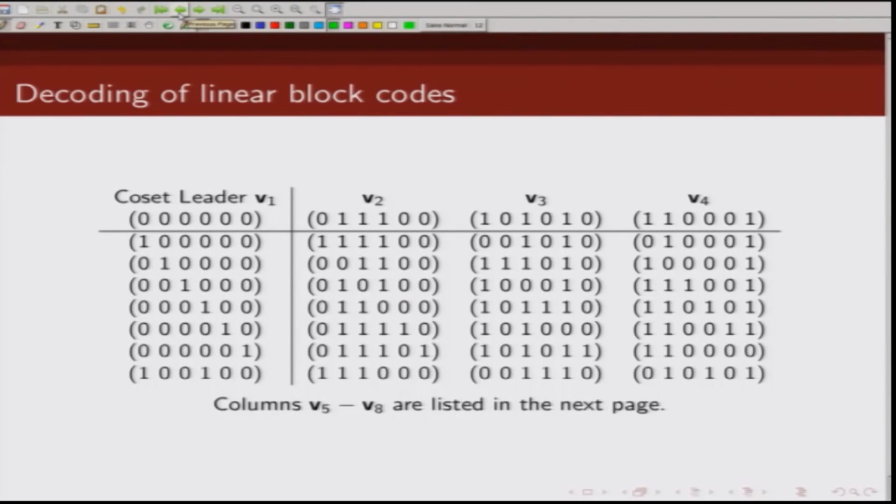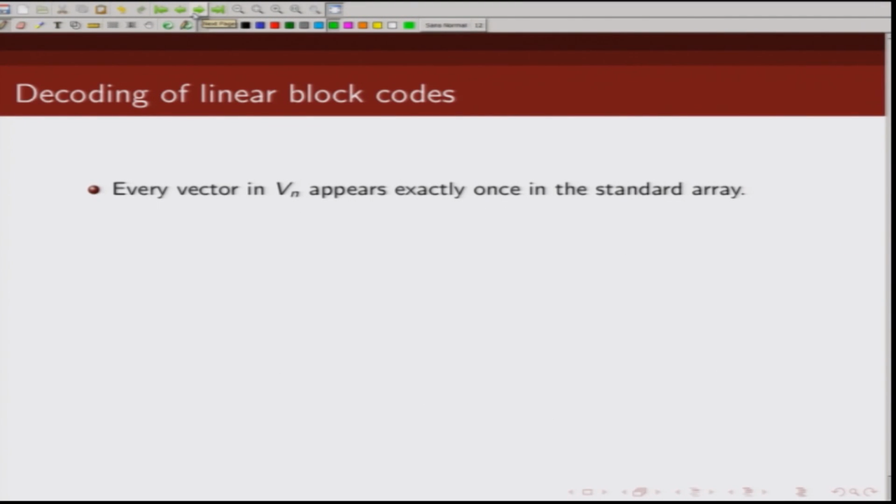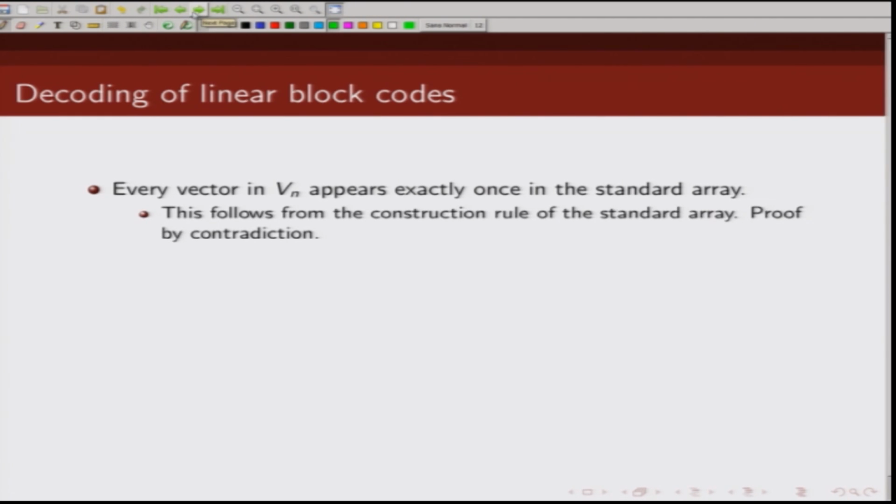So, we have written all the 2^n possibilities in this array. Now, this array has some interesting properties, which we will make use of while decoding our linear block code. Every vector in this standard array appears exactly once. This is not very difficult to prove. This follows from the way we are constructing our standard array.